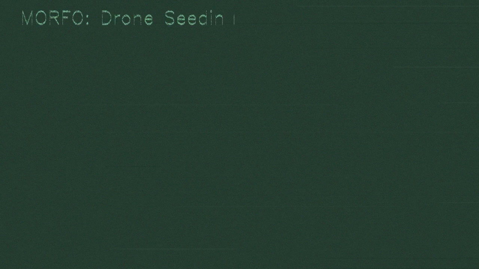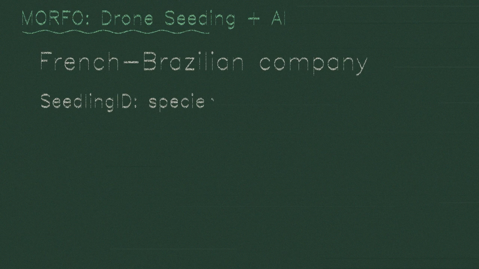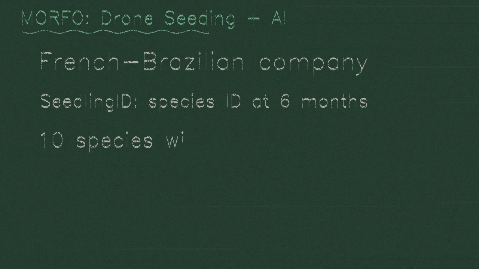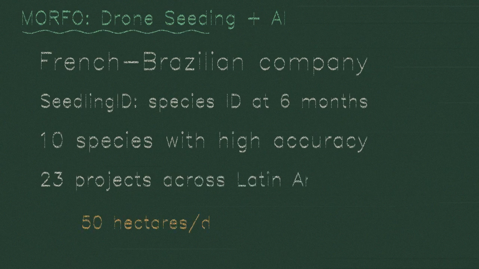Who are the leaders? There are several fascinating players. Morpho is a French-Brazilian company doing large-scale reforestation using drone seeding and AI monitoring. They developed a tool called Seedling ID in partnership with Google's AI teams under Google's Startups for Sustainable Development program. Seedling ID uses high-resolution drone imagery and machine learning to identify and track tree species as early as 6 months after planting. It can identify around 10 species with high accuracy, providing the species name, tree height, and crown width for each detected seedling.